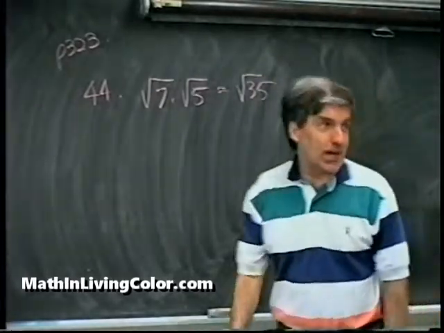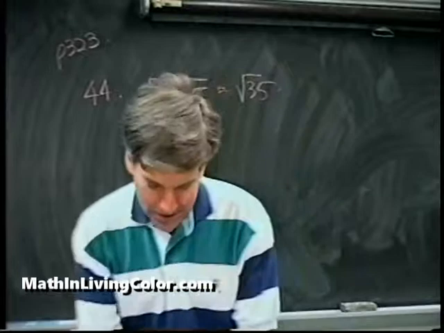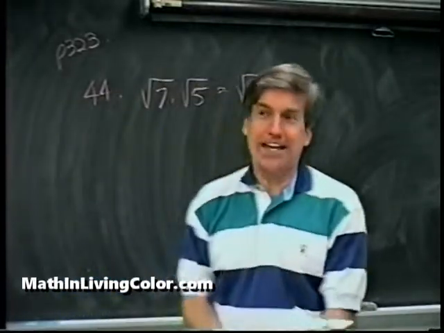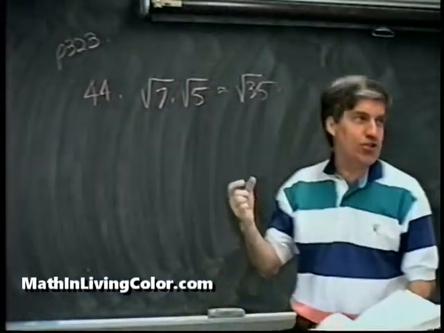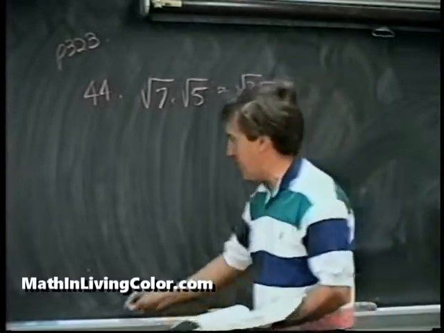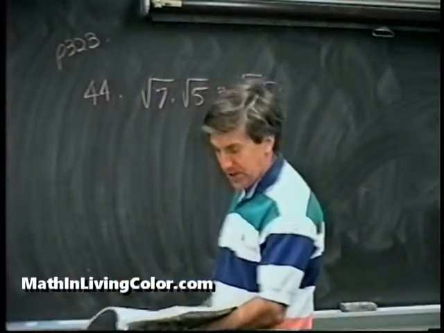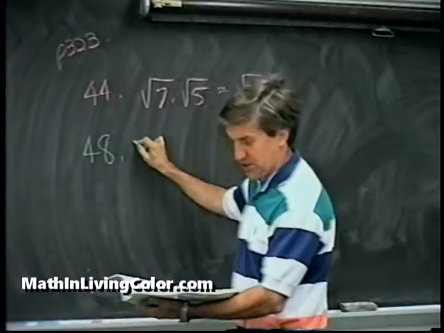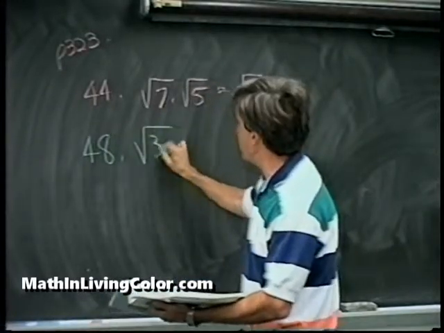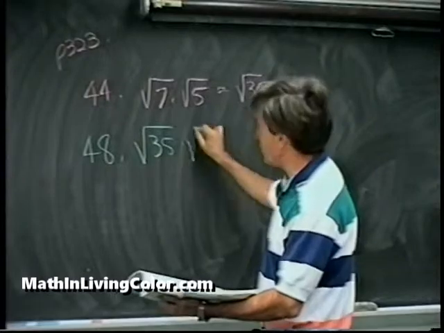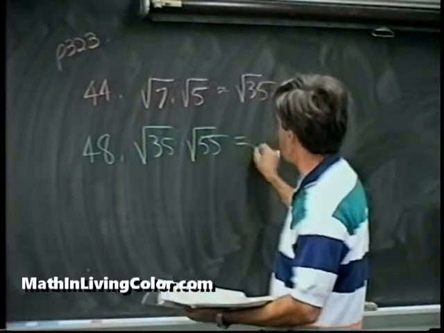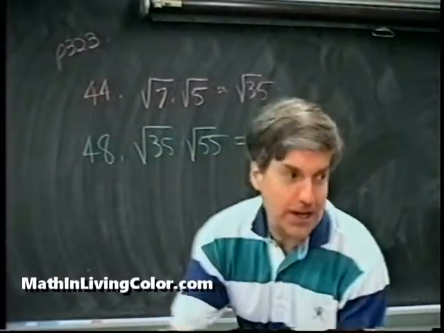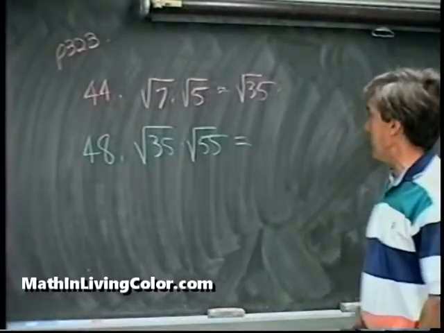Boy, that was tough. Now, it's not going to stay like that, is it? You're probably waiting for the other shoe to fall. And it falls in problem number 48. Skip on down to number 48, where it says the square root of 35 times the square root of 55.